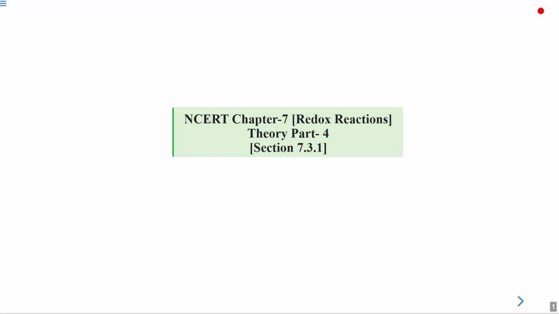Hello, students. Welcome to today's lecture on redox reactions, that is, theory part 3. In today's lecture, we are going to study NCERT section 7.3.1.